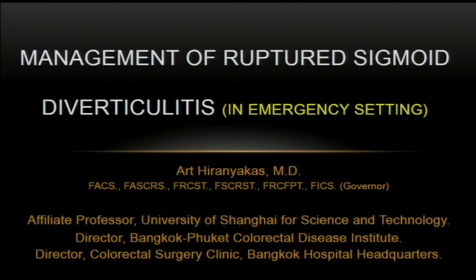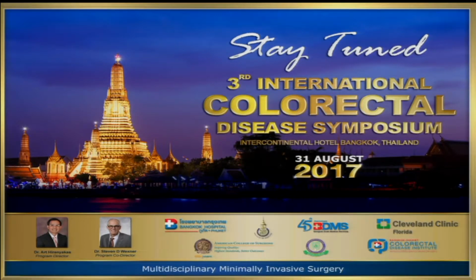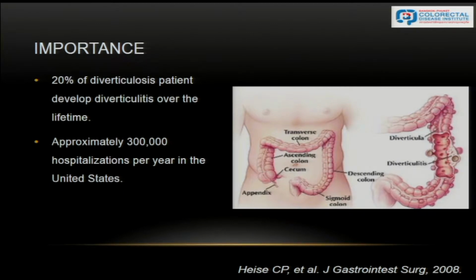And my talk is going to be about the management of ruptured sigmoid diverticulitis in emergency settings. As we all know, the incidence of diverticulosis is around 20 to 30% within the population over 60 years of age, and among these, 20% would develop diverticulitis and rupture.